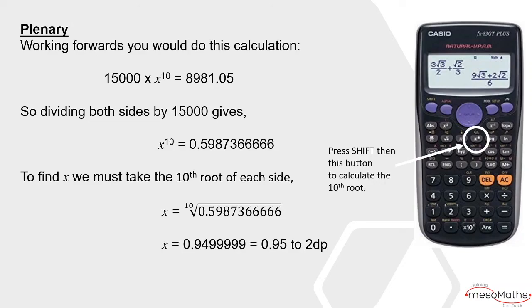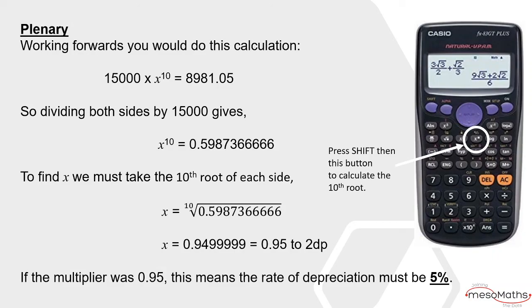Now we're not finished. 0.95 is the multiplier, but the question was asking what was the percentage rate of depreciation. So if the multiplier is 0.95, that means that the rate of depreciation must be 5%.